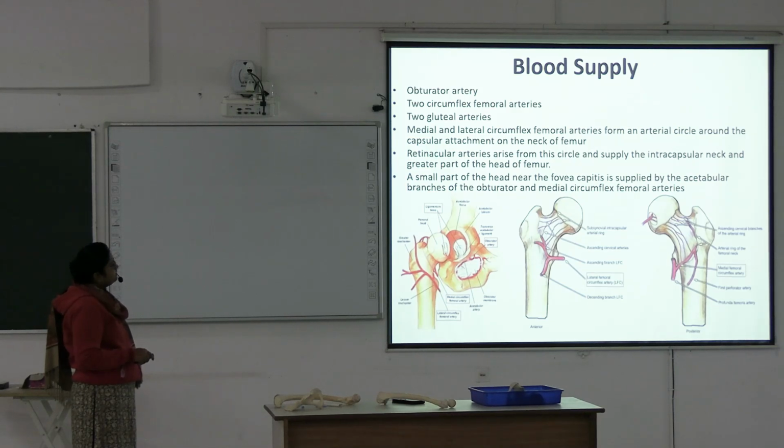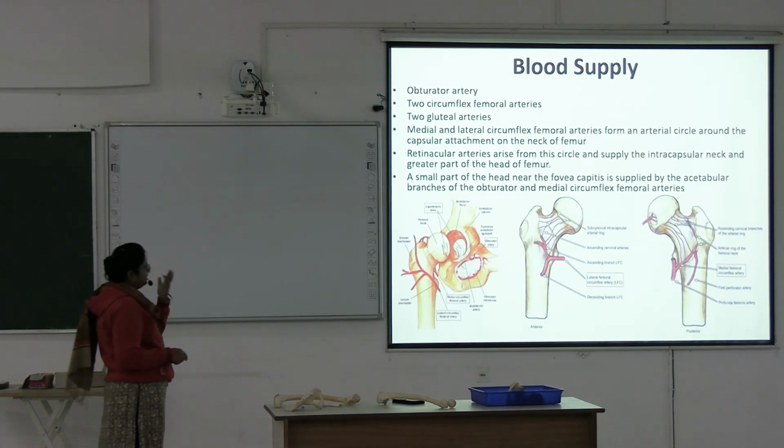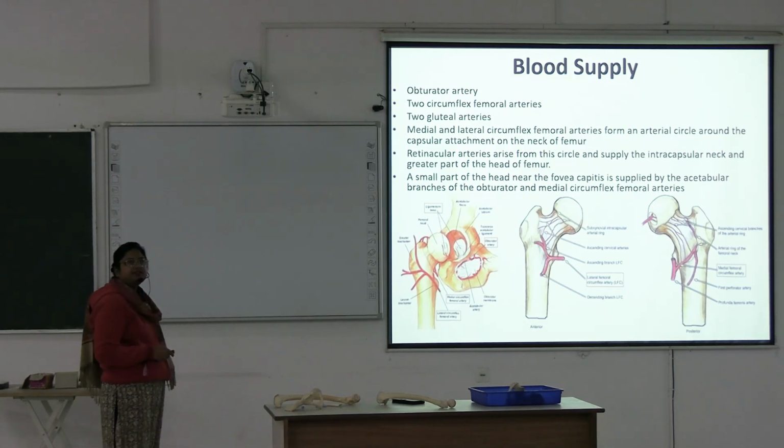This part near the fovea capitis is supplied by the acetabular branch of the obturator artery and the medial circumflex femoral arteries. So this is the blood supply of the hip joint.